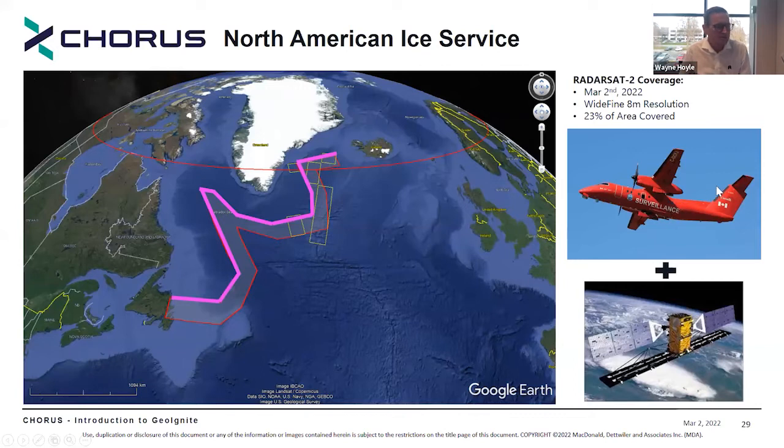Consequently, to a large degree, the way that the surveillance is done right now is a lot of aircraft and some use of satellites, whether it's RADARSAT 2 or Sentinel or whether it's RCM.